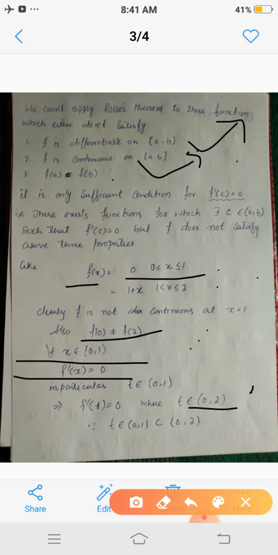Hence there exists a point where the derivative is 0, but the function does not satisfy these three properties of Rolle's theorem. So this means that it is only a sufficient condition but not a necessary condition.